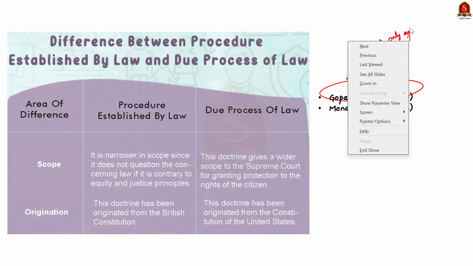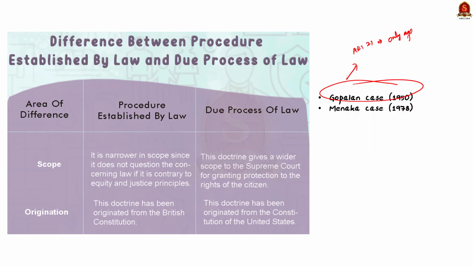What does it mean? This means the state can deprive a person of their right to life or liberty based on a law. In other words, the validity of the law, even if it is unfair, unjust or unreasonable, cannot be questioned in a court of law. See, this is the essence of the procedure established by law under Article 21.